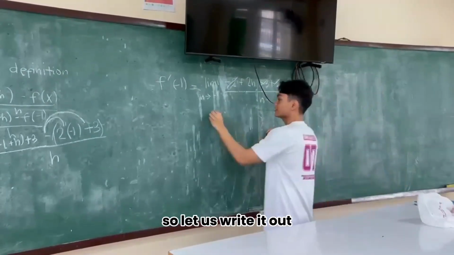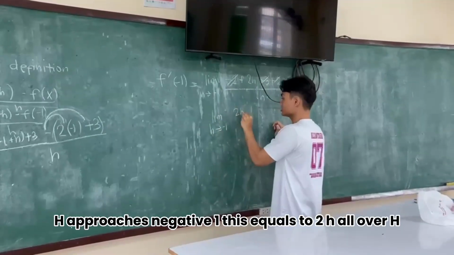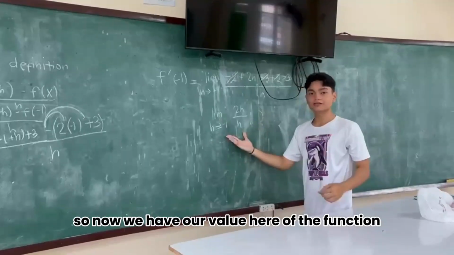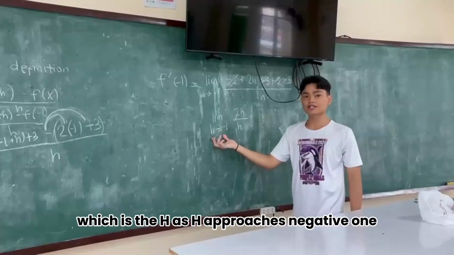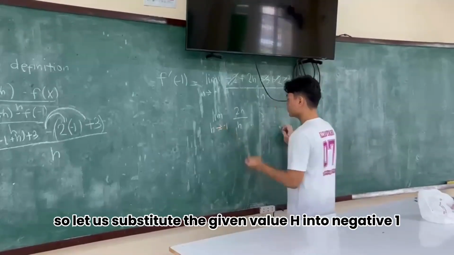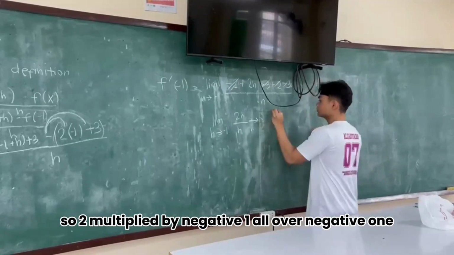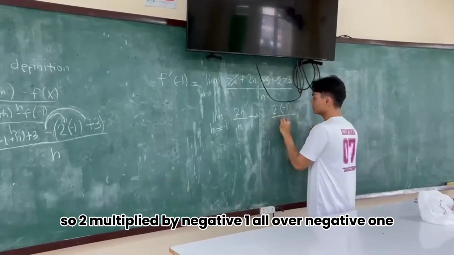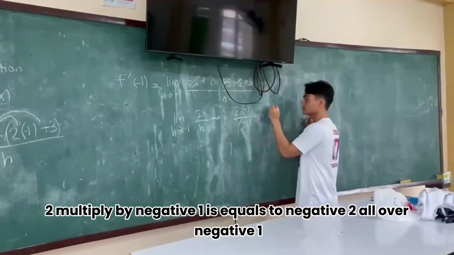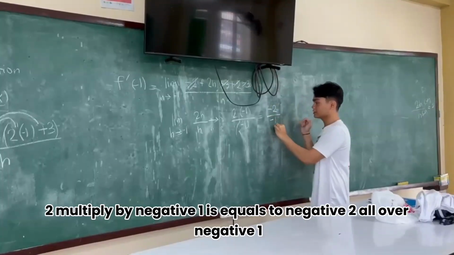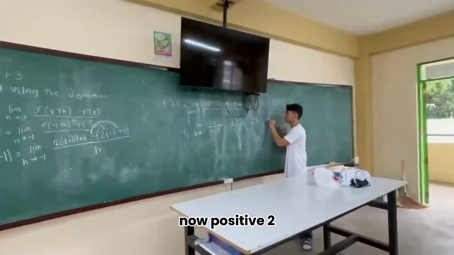So let us write it out. The limit as h approaches -1 is equal to 2h all over h. So now we have the value of the function. Let us substitute the given limit, h approaching -1, so we substitute h with -1. So 2 multiplied by -1 all over -1. 2 multiplied by -1 is equal to -2 all over -1. So -2 divided by -1 will result in a positive 2.